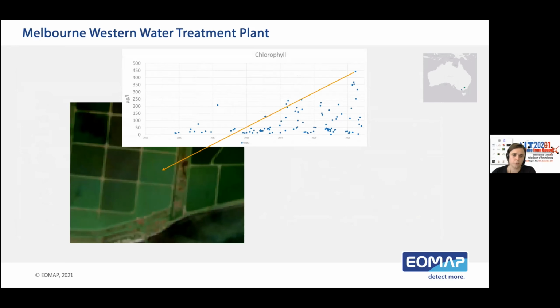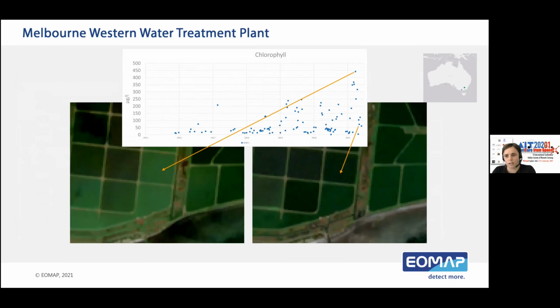I will show here some examples. So this is, for example, this image. And on the other hand, in a very short time scale, about 1 month later, we see totally different behavior in the chlorophyll A values. So we have large differences in a short time frame here.